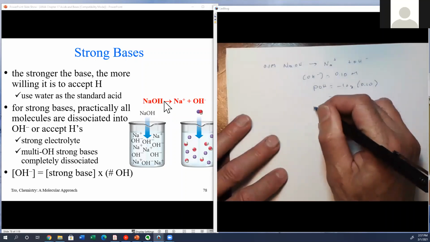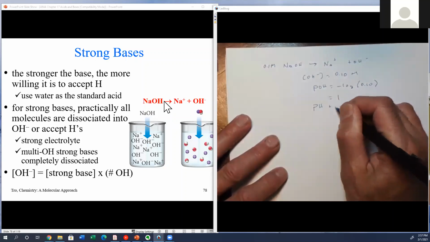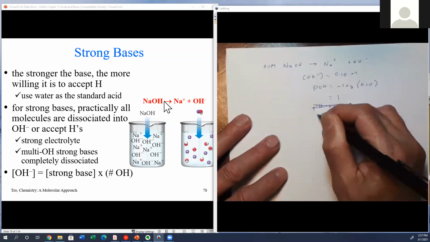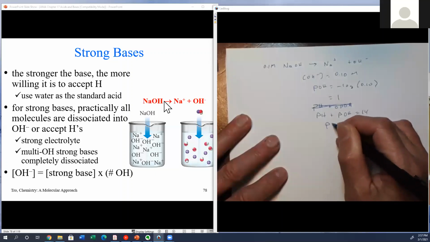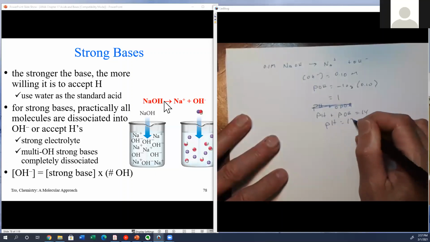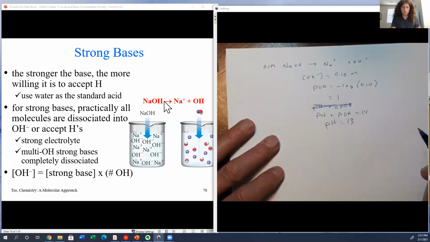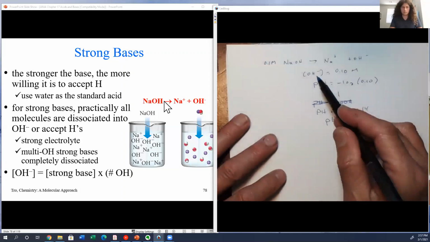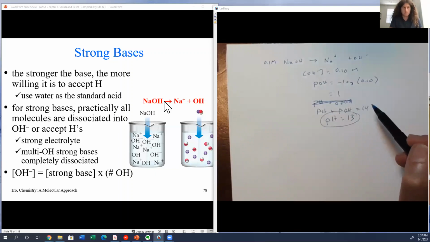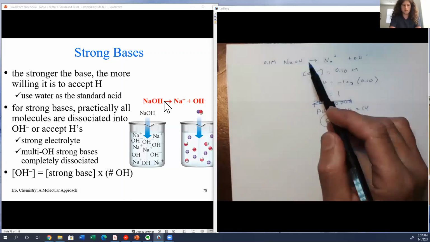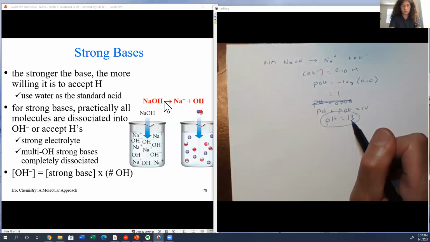And then if I want pH, I can use pH plus pOH is equal to 14. So pH is equal to 14 minus 1, which is 13. So sometimes if you're dealing with OH minus, just get the pOH and then subtract from 14, and that'll give you the pH. The pH scale is more common, so most of the problems are going to ask for pH, even in a basic solution. Notice strong base, pH very high, that indicates very basic.